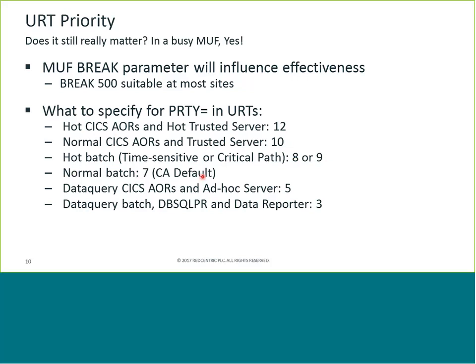Normal batch, this is the CA defaults, should be running at priority 7. A lot of sites are running priority 7 for everything, and you get benefits from tuning it so that your critical path and your hot online applications run faster. Similarly, so that's your default. Your normal batch runs there.